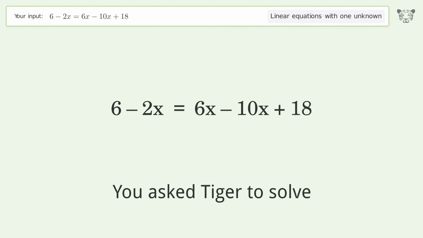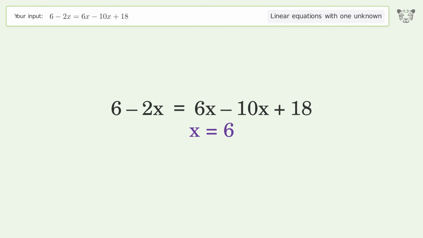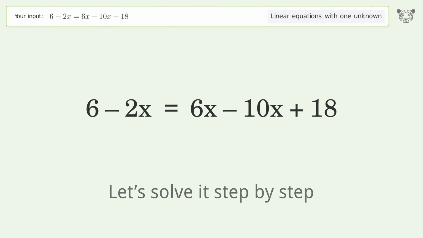You asked Tiger to solve this. It deals with linear equations with one unknown. The final result is x equals 6. Let's solve it step by step.